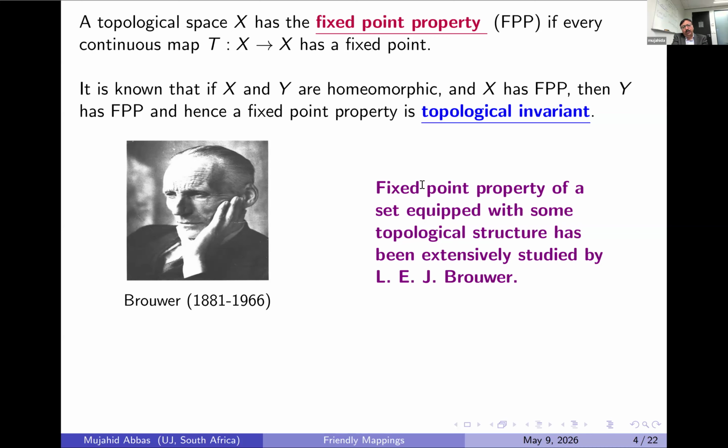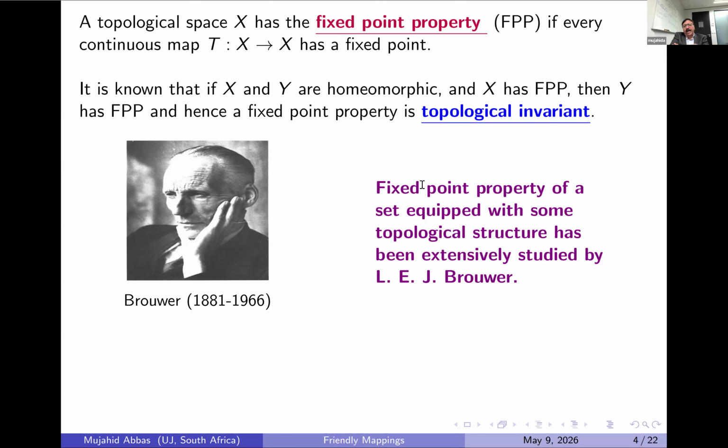In a similar way, if you take a mapping F from S1 to S1, where S1 is the boundary of a unit disk, and your mapping rotates each point on S1 through an angle of pi radians, this map is also continuous, but it does not have a fixed point. So there are different topological spaces which have fixed point properties, and there are some which don't.